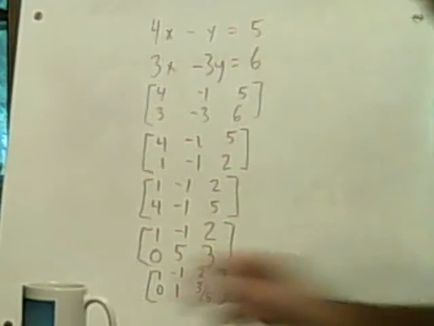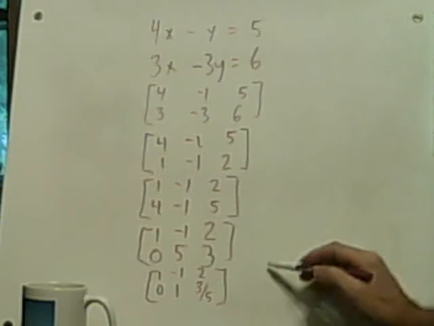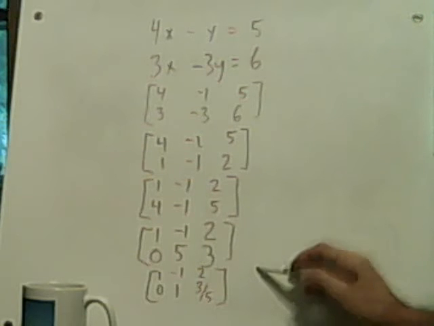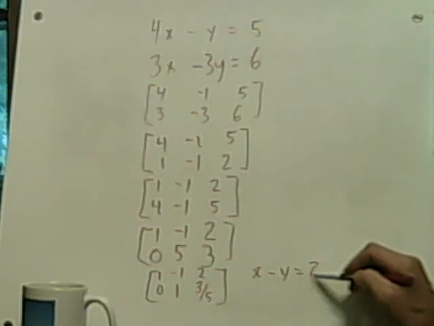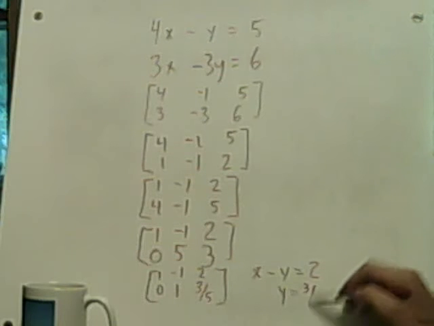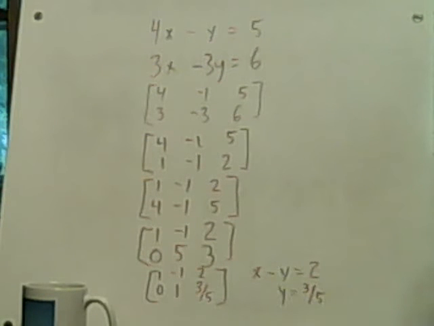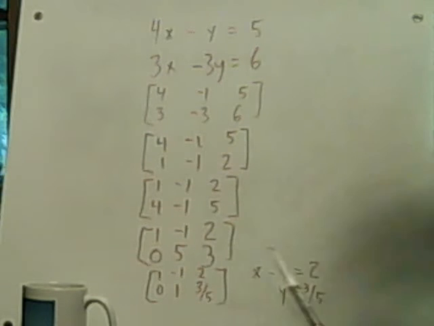Okay. Now, I have succeeded in doing upper triangular. So now, these equations represent one equation which says x minus y equals 2. The second equation represents y equals 3/5. Now, we did end up with a fraction, but you can't always avoid a fraction somewhere because that might be the actual answer. What I want to do is just make sure that I didn't accidentally make a mistake on doing this. I think it's okay.